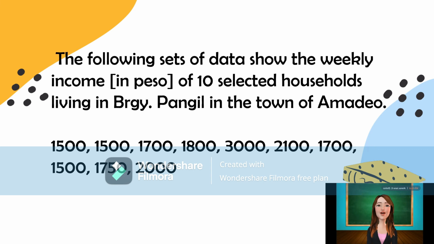Okay, group 1, what is your task? Okay, to compute for mean. How about group 2? To compute for the median. And the last but not the least group, group 3. Okay, find and identify the mode. Okay, you may now start again. You will be given 3 minutes. Time is up.